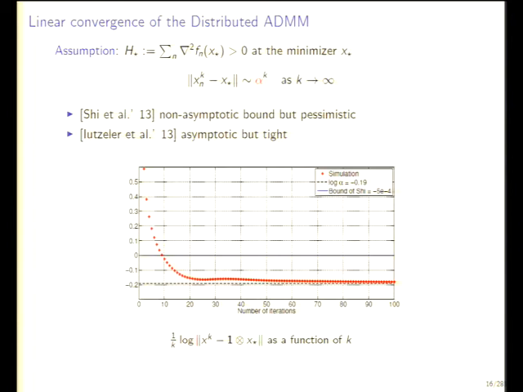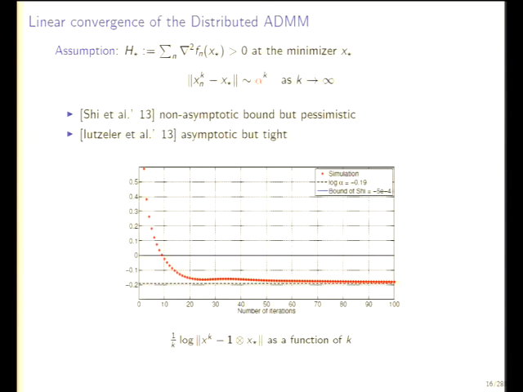We also have some convergence rate results for this algorithm. Actually, if we assume that there exists a unique minimizer and that the functions are really smooth around this minimizer, we can show that for any n, the estimation error xn at iteration k minus x star, x star being the minimizer, behaves as alpha to the power k. So it is an exponential convergence.